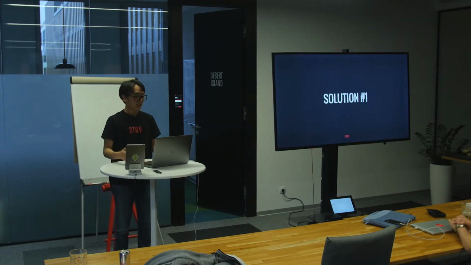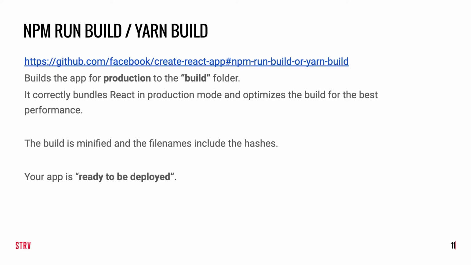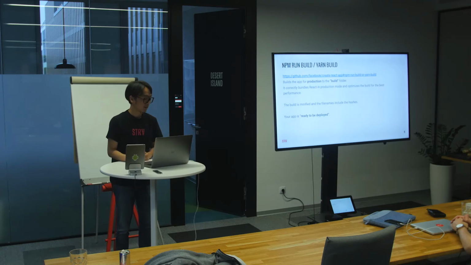So let's try to actually solve the problem here. Solution 1 was to build the web app before deploying. And the easiest way you can do the build is by running a script that is provided by Create React App itself. It's called yarn build. And there's great documentation on the web about it, so you can go read it. What it says is essentially that it builds the app for production into a build folder. And then blah, blah, blah, optimizes, and then your app is ready to be deployed.